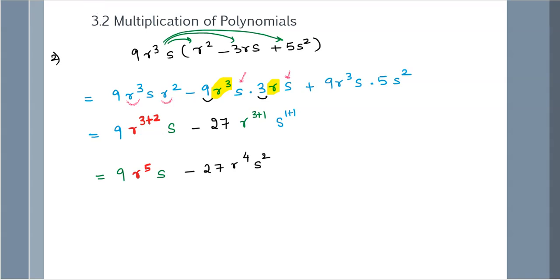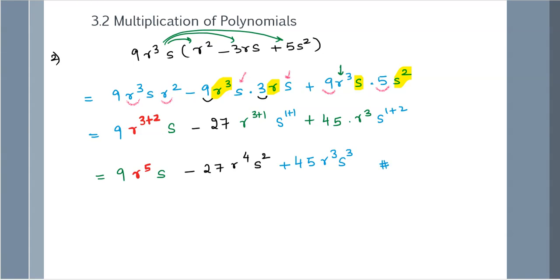In the same way, work for the last term, 9 times 5, 45. The sign is plus. Check for r. r is only one. So r power 3. When you look for s, you have two terms for s. So that gives you s power 1 plus 2. So you have the last term as 45 r cube s cube. This is your final answer.